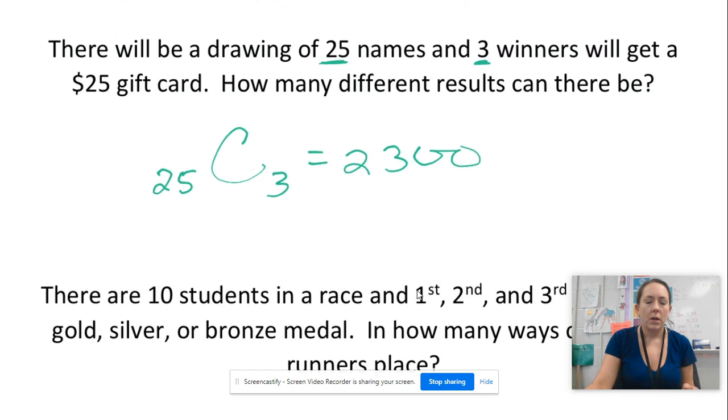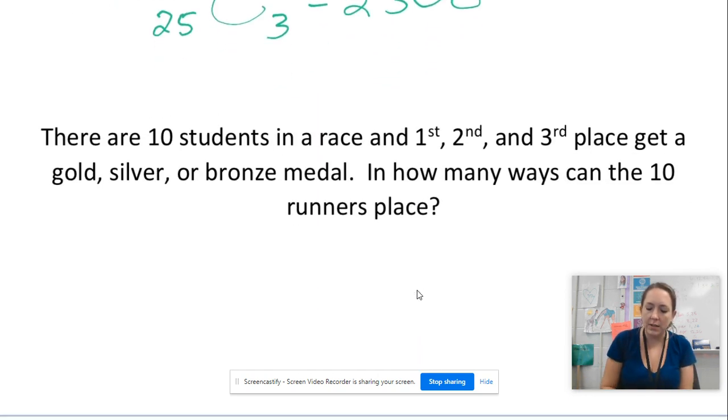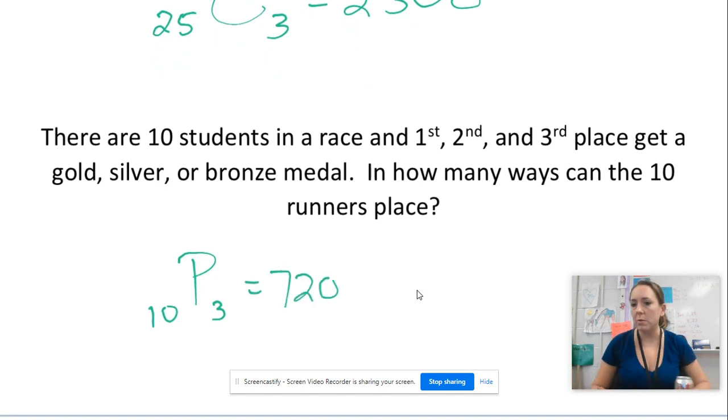Awesome. Now this one, there are 10 students in a race, and first, second, and third place get gold, silver, or bronze. So since they each get a different color medal, it does matter what order they're coming in because they all get a different thing depending on their place. So that is a permutation. So you put a 10 here and a 3 there. Bigger number goes first. How many you're choosing out of and how many you're choosing. And then alpha window number 7, 10, 3, and 720. Hooray! Awesome. That's basically permutations and combinations.